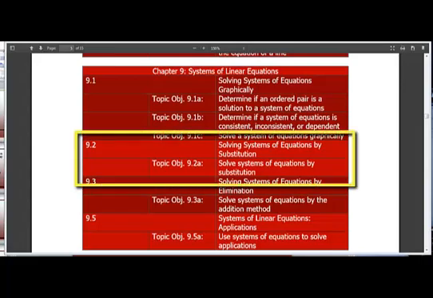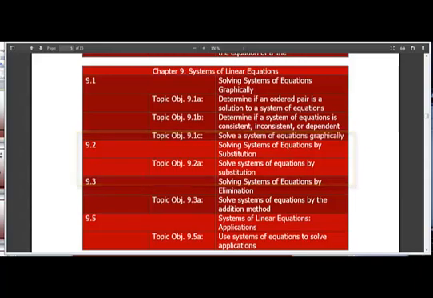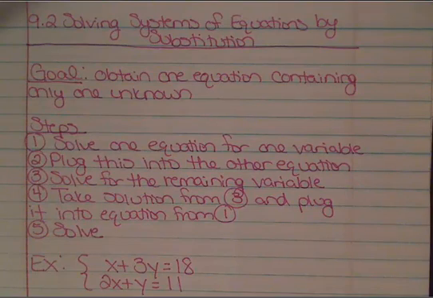Today we will be in Chapter 9, Section 2, Solving Systems of Equations by Substitution. Our topic objective for today will be to solve systems of equations by substitution. Okay, 9.2, Solving Systems of Equations by Substitution.